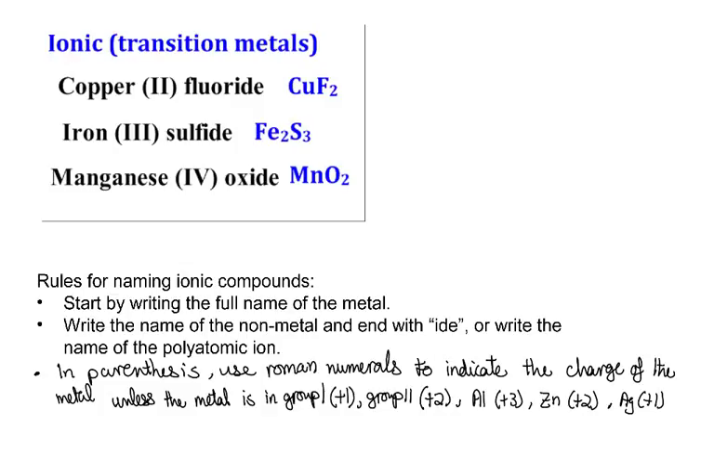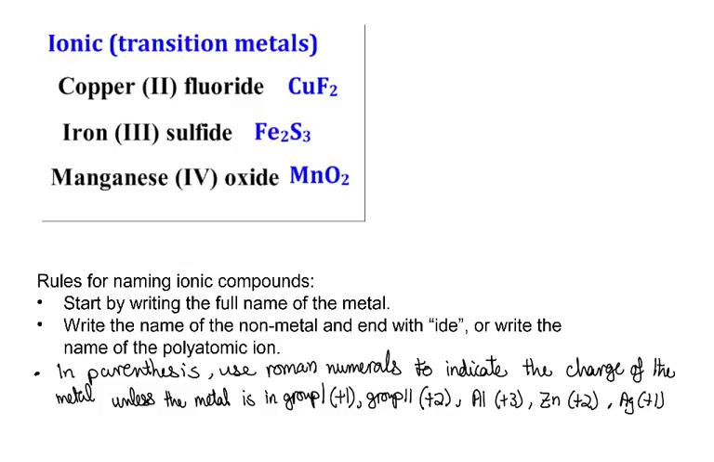And again, the reason you don't need them if you have these is because group 1 is always going to be +1, so we don't need parentheses to indicate what the charge is. We know what it is. If it's in group 2, it's always going to be +2. If it's aluminum, aluminum is always +3. Zinc is always +2, and silver is always +1. So these never change their charges. That's why we don't need the parentheses for them. Any other metal, we would need the parentheses for it.